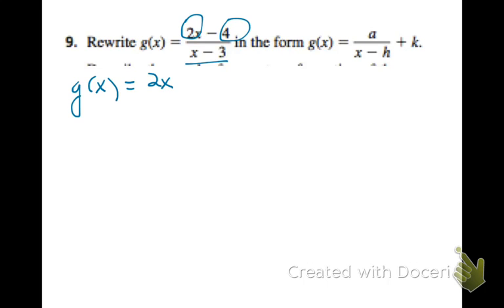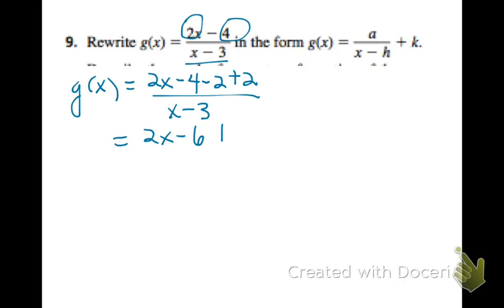So here's a little technique that you can do. You can add and subtract a value that you want. So I would like a negative 6 to be there. So I'm going to subtract 2 and add 2. Essentially what I'm doing is adding nothing, but I'm just doing it in the form of negative 2 plus 2. Now I can rearrange the numbers in the top so that I can combine that negative 4 and negative 2 to get negative 6. And then I'll just have my plus 2 at the end.